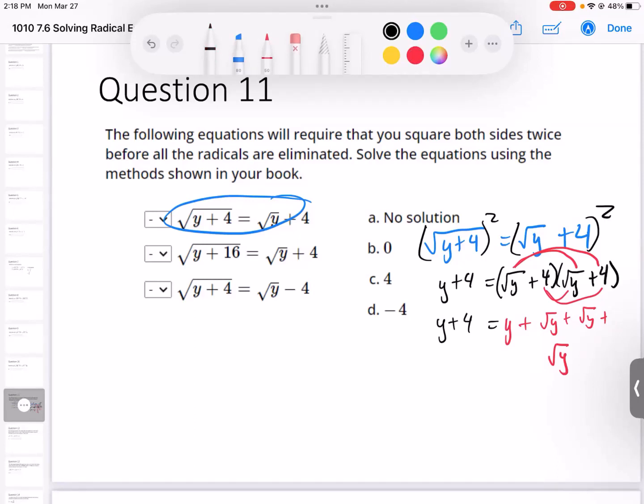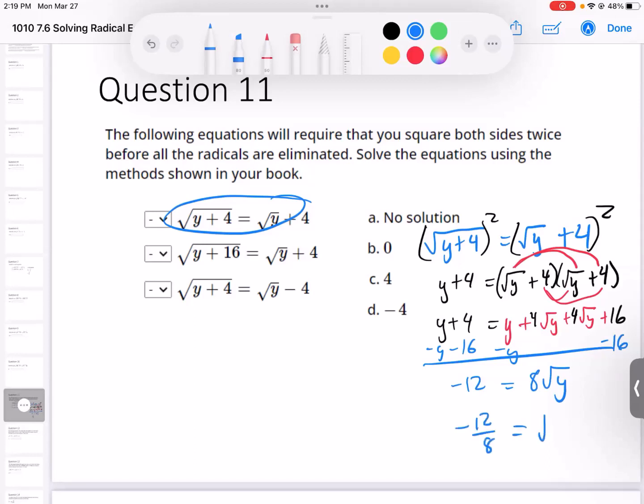This should be a 4, which makes this a 4, this a 4, and this a 16, which means that this is 8 square roots of y. And then I have a y and a plus 16 here. Then I look at this, I say, okay, well, I could subtract y from both sides. So I'm going to subtract y and subtract 16 from both sides. And this gives me negative 12 equals 8 square roots of y. Then I would divide by 8 and I get negative 12 over 8 equals the square root of y.